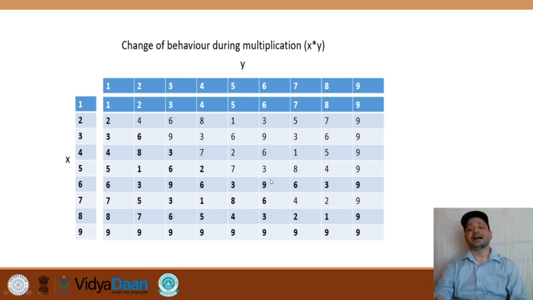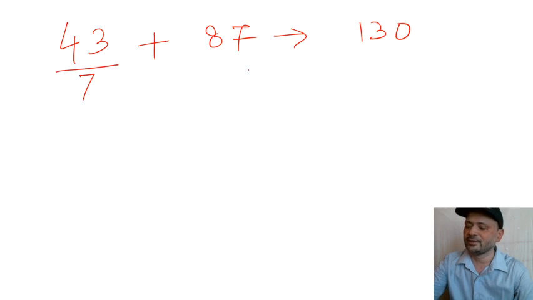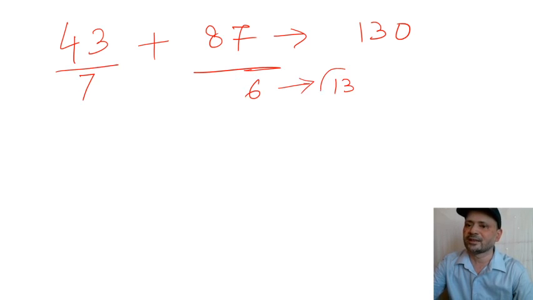Normally you can have examples for this, and we can see how addition and multiplication examples work. Suppose you add 43 and 87, it will be 130. You see how the behavior is changing. Its behavior is 7, its behavior is 6. So together the behavior has to be 13 or 4. You see, it is 4.